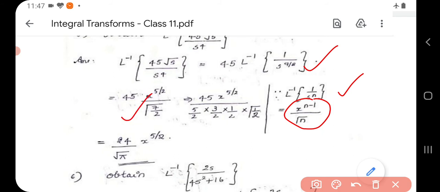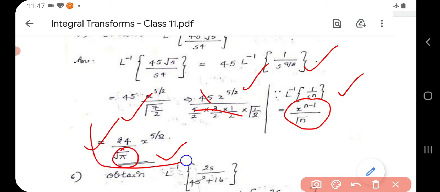Okay, simplify it. Gamma 7 by 2 is 5 by 2 into 3 by 2 into 1 by 2 into gamma 1 by 2. Now cancel all the parts and simplify it, and what remains will be this answer, 24. Just simplify these terms. Then gamma 1 by 2 is root pi. So just work it out and see whether you are getting this answer.